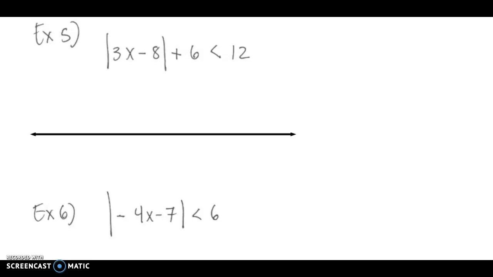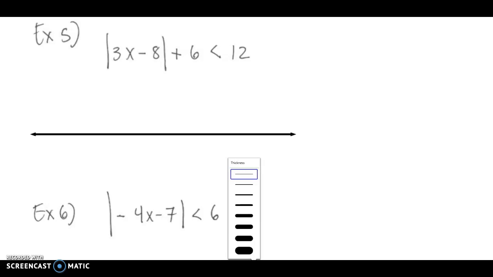Hey there, this is part 2 of solving absolute value inequalities, with a little bit more advanced inequality problems. So I'm going to do 4 examples and so let's go.